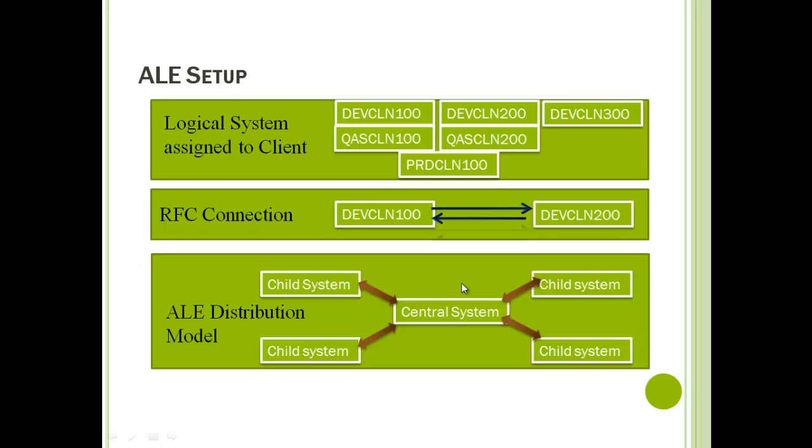Next, let's see how to set up an ALE. Before we start getting into how to set up an ALE, we need to understand the terms which we use in the ALE setup. The first one is the logical system assigned to the client. Each client in your SAP system has a logical name that we can get from our client setting. So for this, let's go to our system.